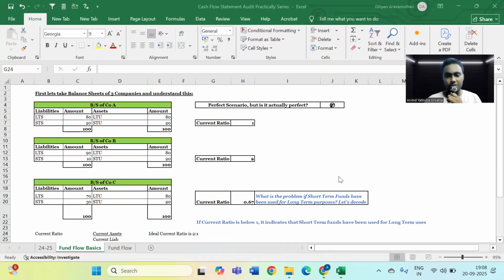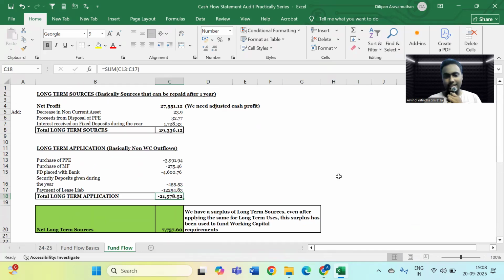So guys, now we're going to be looking at how you're going to be preparing a fund flow statement from start to end. It's very, very simple, guys. All you need is just a cash flow statement of a company. Every company will have a cash flow statement in its annual report. You simply need to take the cash flow statement and do a few adjustments here and there, and you will get your fund flow statement.